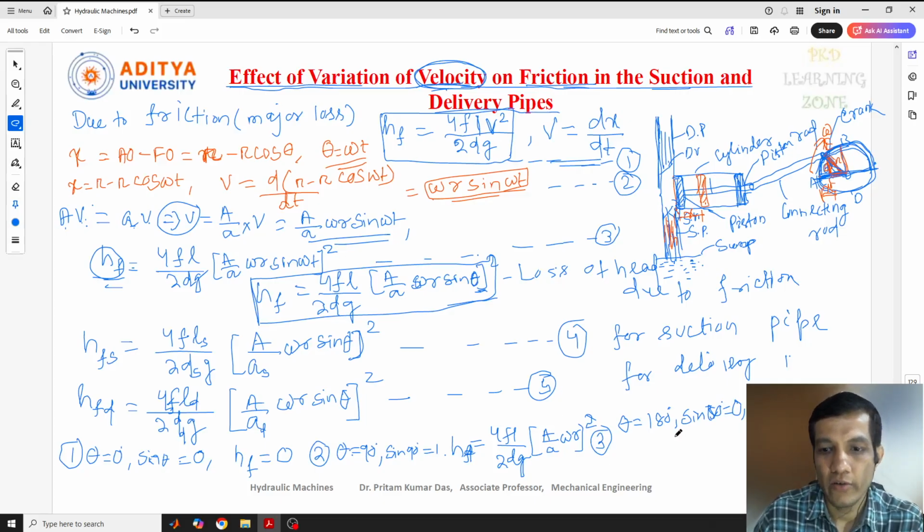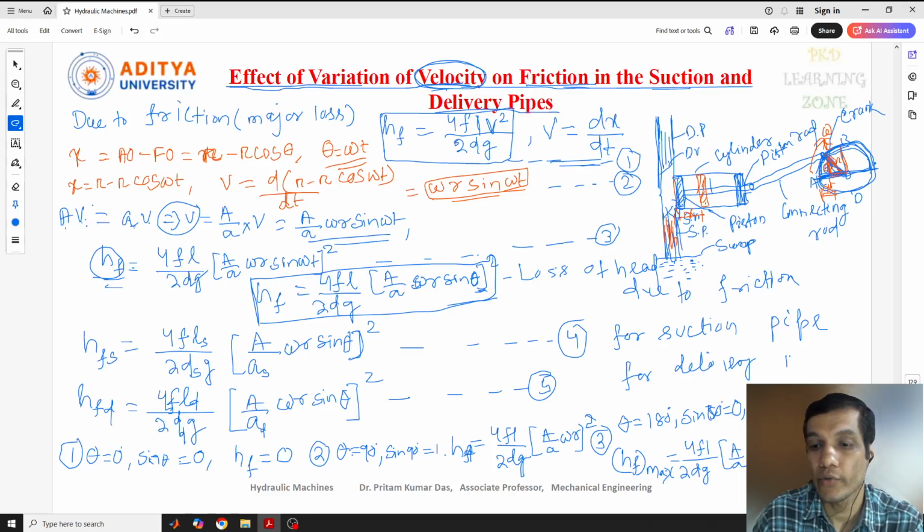So from this concept we can write the maximum loss of head, HF maximum, with the same equation, putting the value: 4FL by 2DG, into the bracket capital A by small a into omega r, whole bracket square. That is what we got when the angle is 90 degree. This is the final derivation, or final answer we can say.